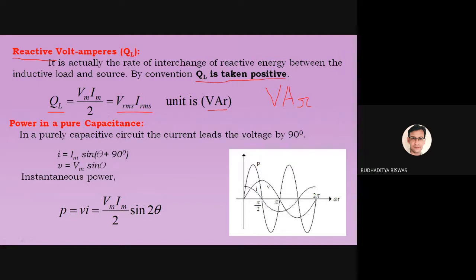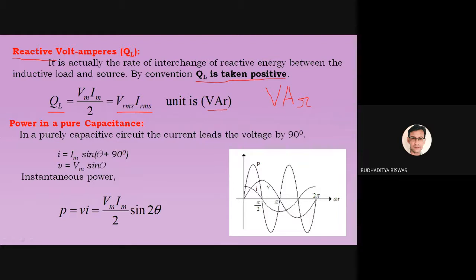So in a numerical problem, if the voltage across the capacitor and the current through the capacitor are given, then using this formula you can easily find the value of the reactive volt ampere of the inductor. But remember one thing: if you write watt here, it will be wrong, because an inductor doesn't consume any active energy. In the case of active energy, the unit is only watt. In the case of the inductor, the unit is VAR, volt ampere reactive.